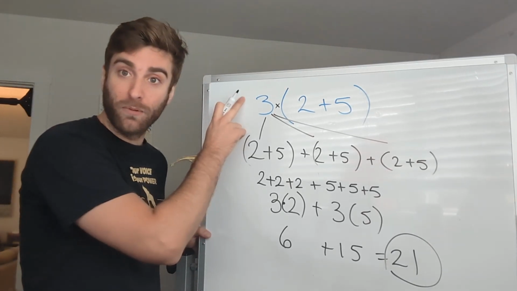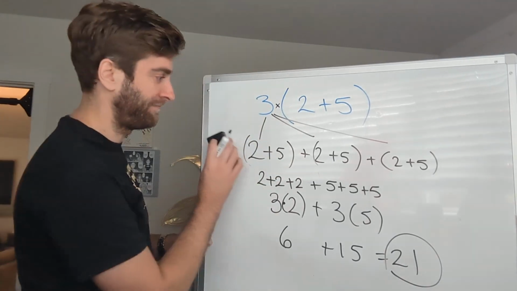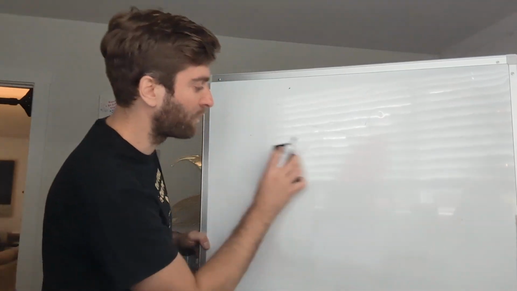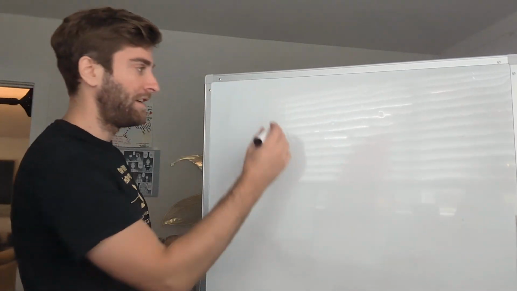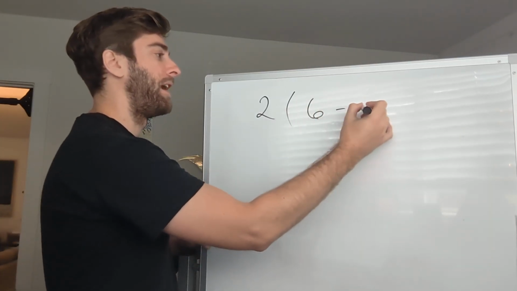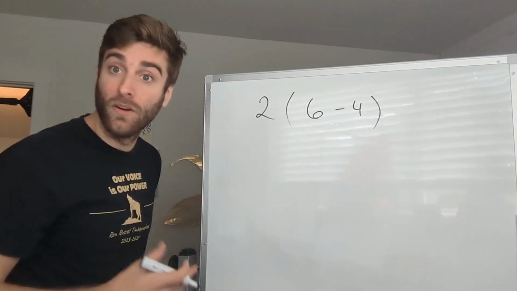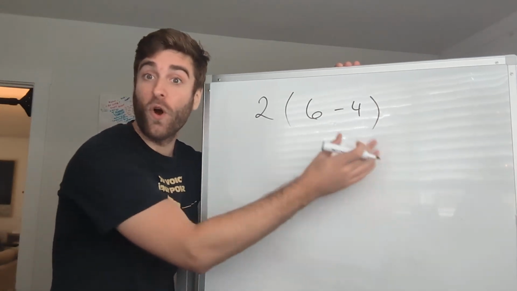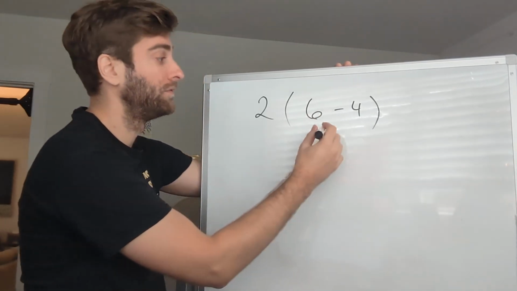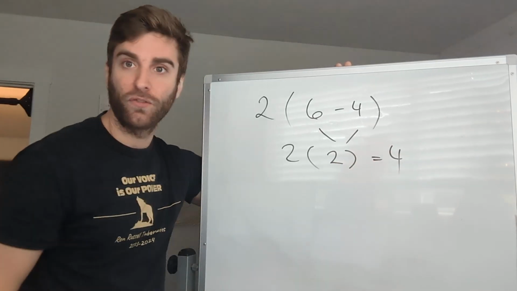Let's do one more example, and then we'll look at the variables. I'm going to keep the numbers kind of small, but they can work for anything, even with negatives. But let's do 2 times 6 minus 4. Okay, right. When we have problems like this, we always do the parentheses first, and I can say 6 minus 4 is 2. So it's 2 times 2, which is 4.